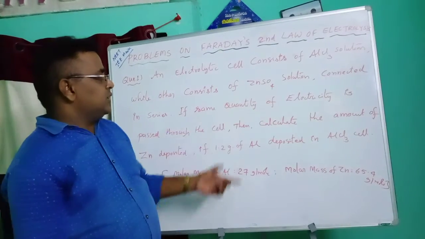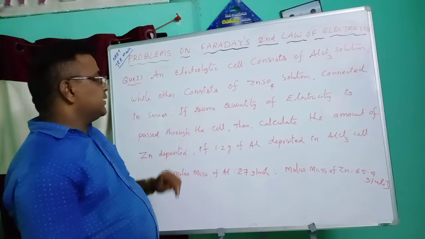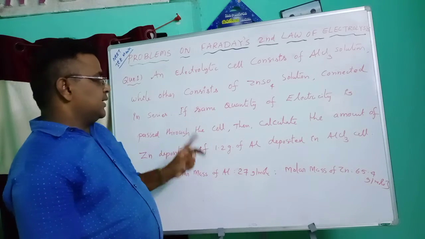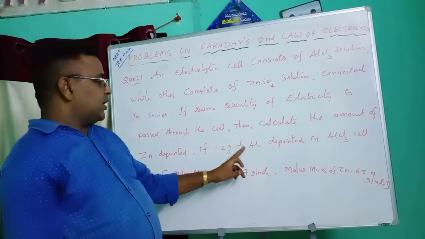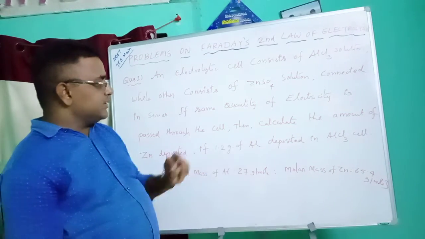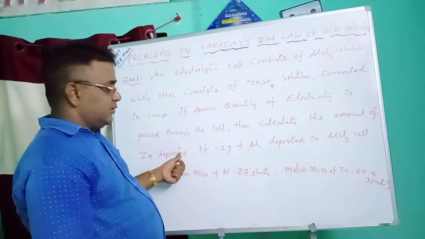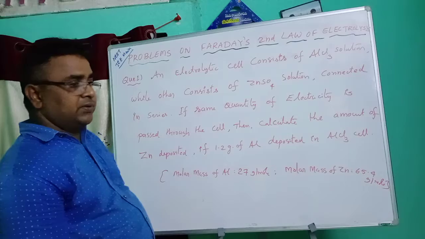Once more, an electrolytic cell consists of two half cells, aluminum chloride solution and zinc sulfate solution. These two half cells are connected in series, and if the same quantity of electricity is passed through the cell, and 1.2 gram of aluminum is deposited in the AlCl3 cell, then what is the mass of the zinc deposited at the cathode? So these are the given values.